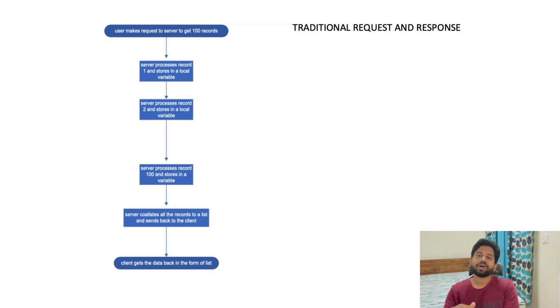Get me students of IDs 1, 20, 25, and so on. So these are very common scenarios. Let's say a user makes a request to the server to get 100 records. Now what will happen? The server will process record number one. They will get data from somewhere, from anywhere, and then process it. Then they will go ahead and process the second record. And eventually, all the 100 records will be processed.